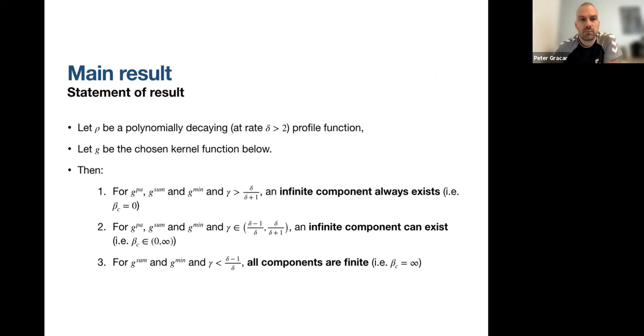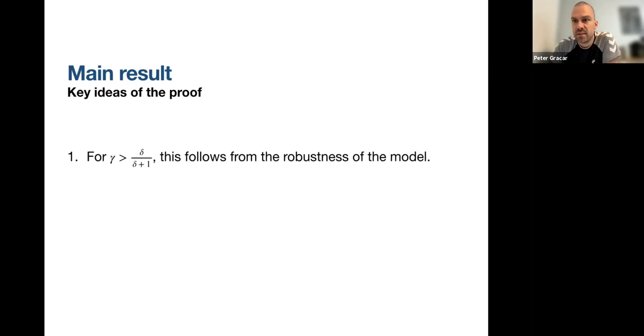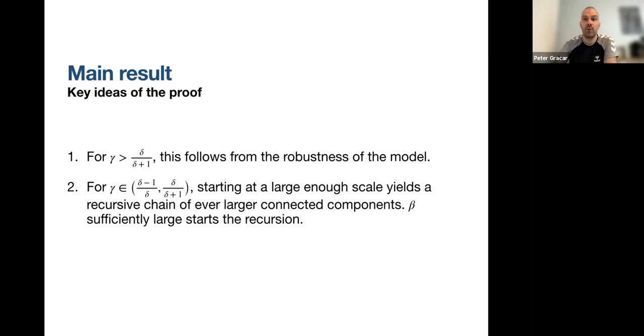Now, back to our main result. Before I conclude, I'll just quickly outline where each of the results comes from, what's the key idea behind it. Starting with always having an infinite component. That one is easy since it's a direct consequence of another result, namely the robustness of the model, which will actually be discussed in a separate talk in this session by my colleague Lucas. The interesting case, at least for this talk, is the middle case, where we can have an infinite component, but only if we have sufficiently high activity in the model.